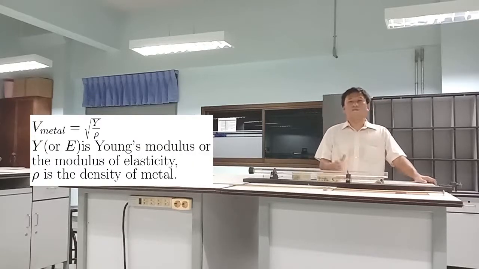Once you have the velocity of sound in metal, in each metal, you're going to use brass, you're going to use aluminum. And once you have that, you could go directly to the formula for velocity of sound in metal. You could determine the Young's modulus for each metal, and then you could compare to the accepted values in the back of the book. Good luck.